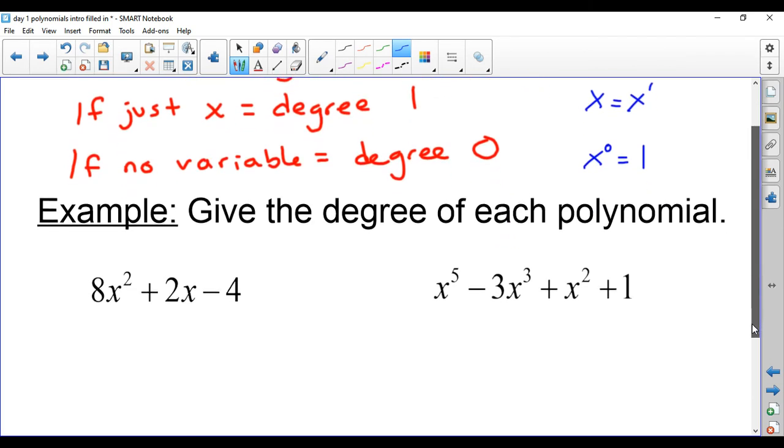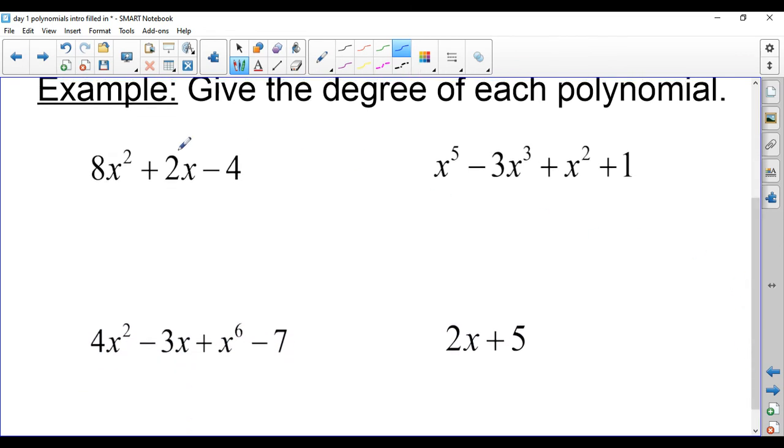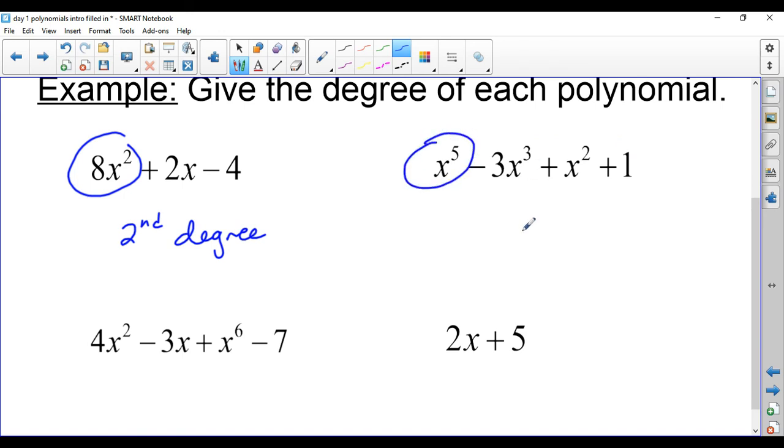So for these examples, we want to give the degree of each polynomial. I look at all the terms, find the one with the highest exponent. This is second degree. Or you could write degree 2. Here, again, this one is also in descending order. The highest term is here. This is degree 5.